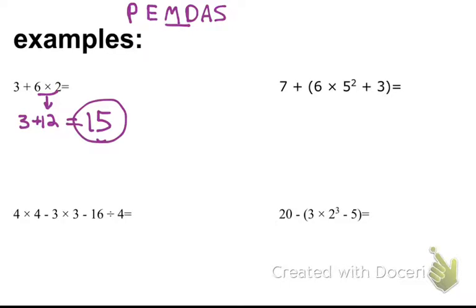Now, that's very different than if I did the addition first. If I just went from left to right, I would have gotten 9 times 2. I would have gotten 18 as an answer. So it was very good that I paid attention to those order of operations. Now let's do the second one. The second one's a little tricky.